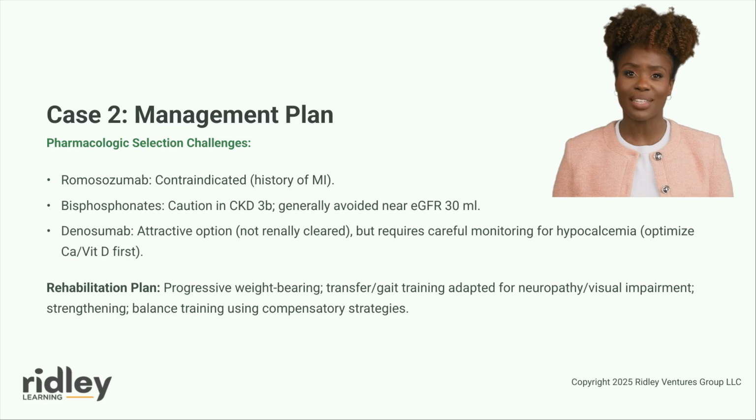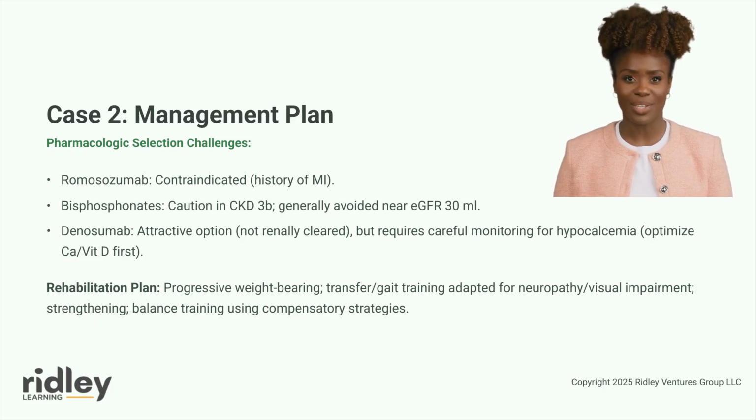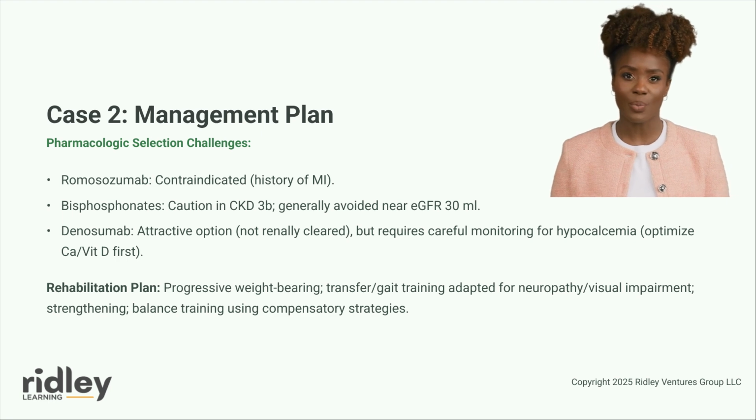The rehabilitation intervention plan addresses this patient's multiple fall risk factors and functional deficits. Hip fracture rehabilitation follows standard progressive weight-bearing protocols per surgical guidelines, with transfer training and gait training adapted to accommodate his peripheral neuropathy and visual impairment. Strengthening exercises target hip and knee musculature bilaterally, with particular attention to the affected extremity.